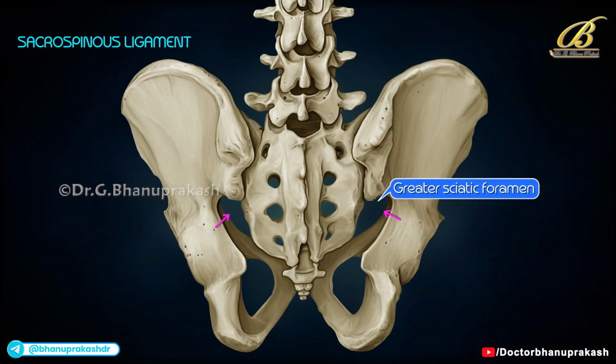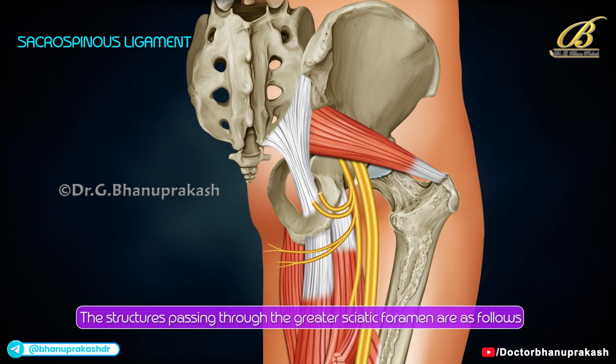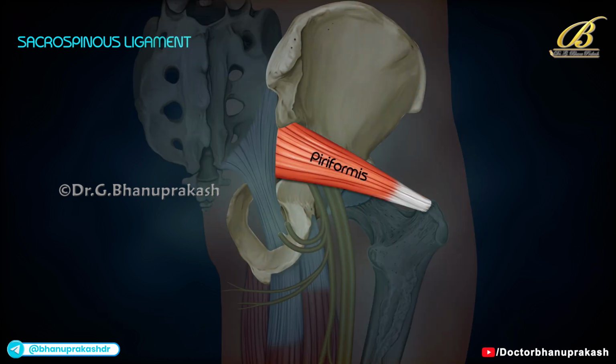The greater sciatic foramen is considered as the door of the gluteal region, through which all arteries and nerves enter into the gluteal region from the pelvis. The structures passing through the greater sciatic foramen are as follows. Piriformis. It emerges from the pelvis and almost completely fills the foramen. It is the key muscle of this region.